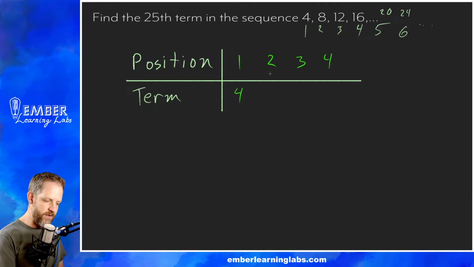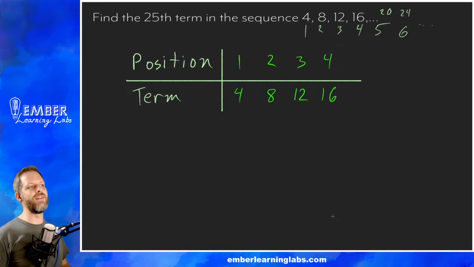In order to get, let me jot this down. The second one is 8. The third one is 12. And the next one is 16, right? Oops. I don't know why I wrote 12 twice. I just did. Happens to the best of us and the worst of us and everything in between.